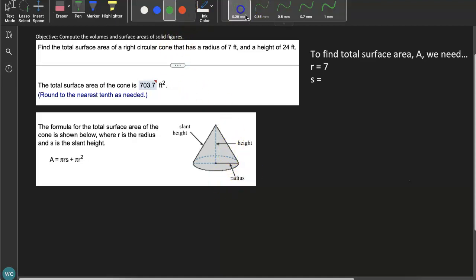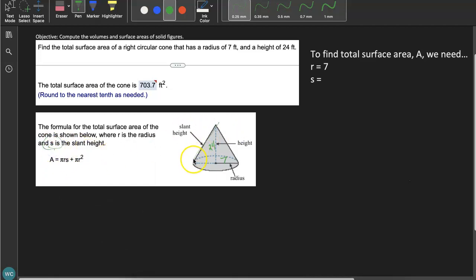So some of the things that we are given is the radius. So this distance here, we could say that is the radius, 7. We're also given the height. That's this distance here. We'll call that 24 because we're given that. But we need the slant height. So we need S, slant height.